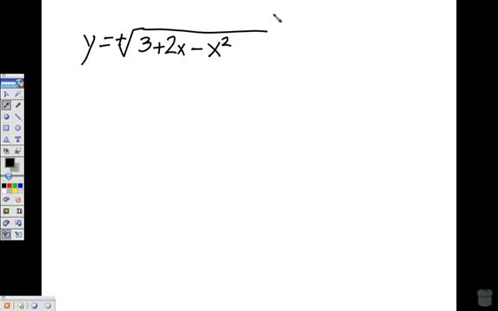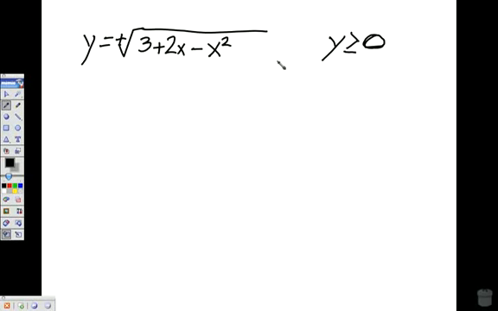Well, that's only going to happen for positive y. There's no way that we're going to get a negative number out of this because the square root is assumed to be the positive square root. So, right off the bat, we should say, oh, y is greater than or equal to 0. But not negative.